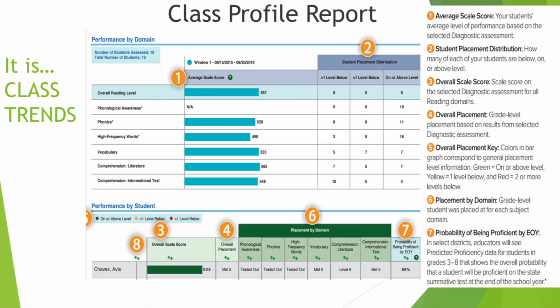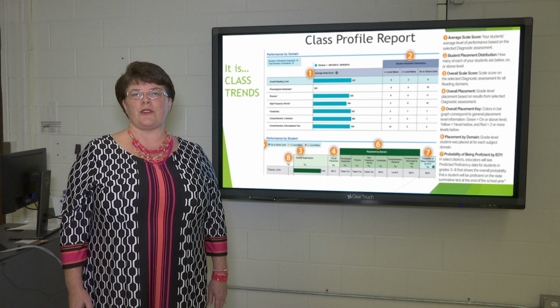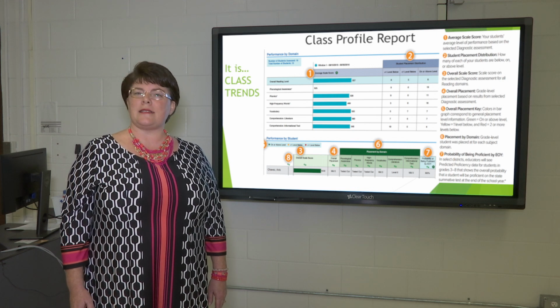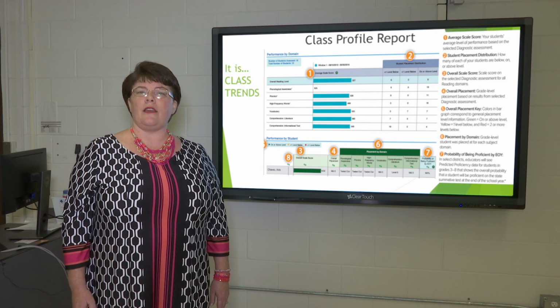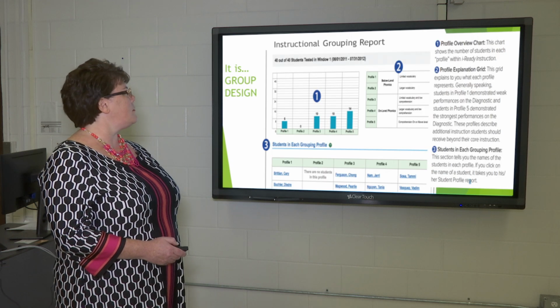This report provides information as a class. How were our students performing in each one of these domains? Were they more than one grade level behind, less than one grade level behind, or on or above? The bottom half of this report is our performance by student report. This tells us how each one of our students is performing in these placement domains. This report helps guide teachers in determining the next steps for instruction, particularly if a student is working below grade level in one of those domains.